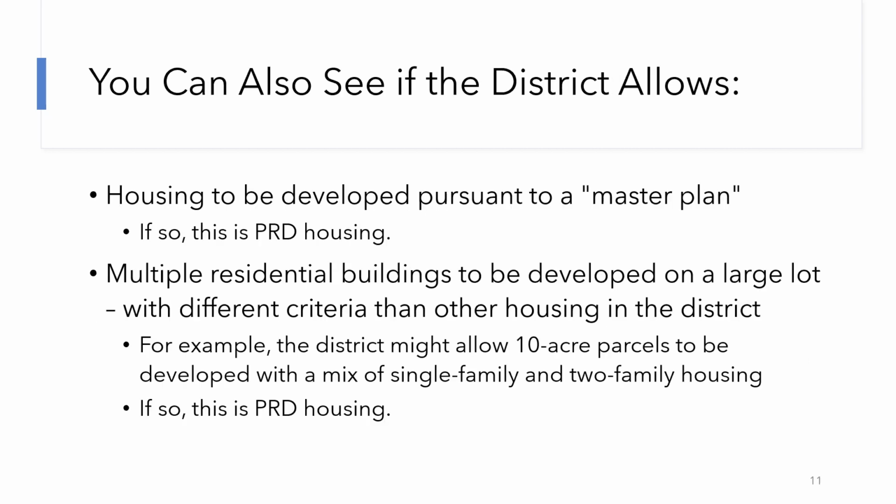You can also see, within one of these districts that allows mixed use or residential, whether housing is allowed to be developed pursuant to a master plan. And if it is, that means that there is PRD housing allowed in that district. Multiple residential buildings to be developed on a large lot with different criteria other than housing in the district is PRD housing. So for example, the district might allow 10-acre parcels to be developed with a mix of single-family and two-family housing. That is a PRD housing use.